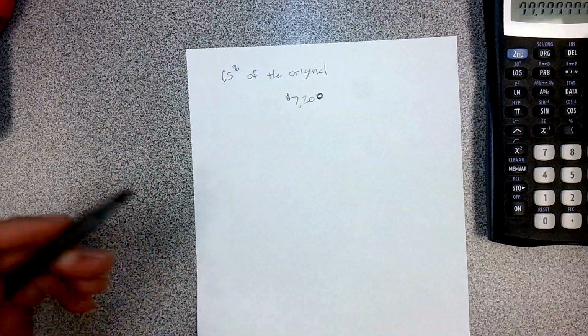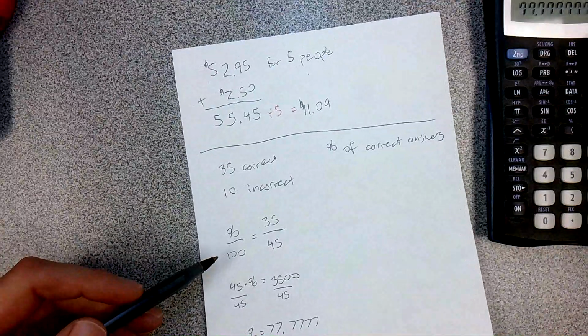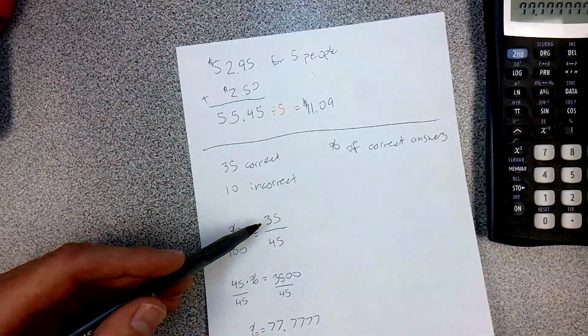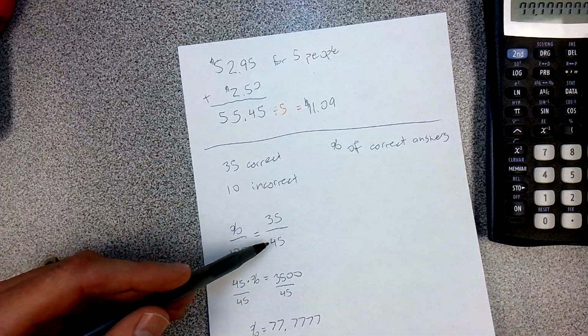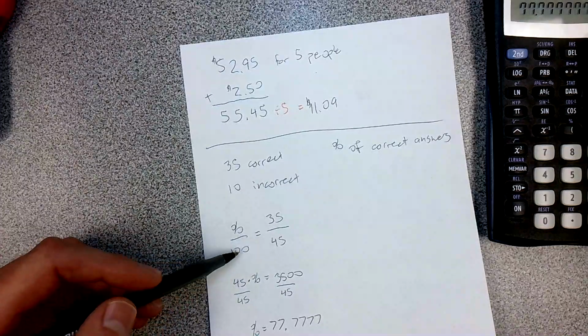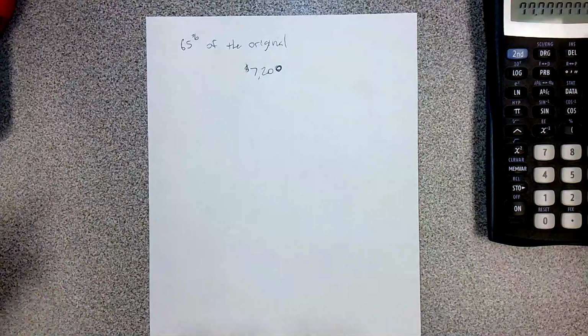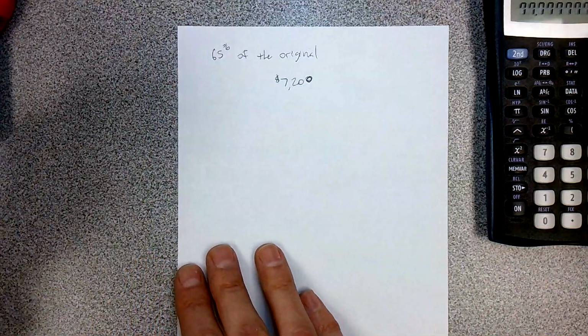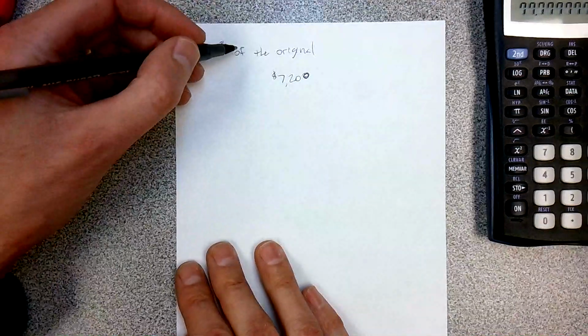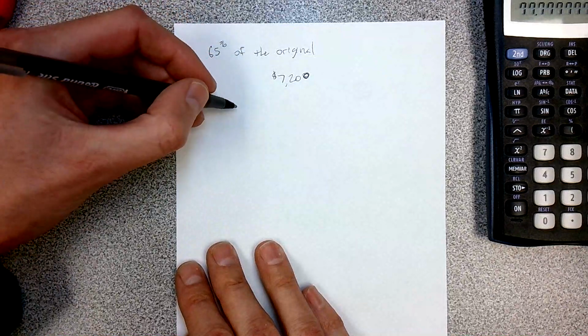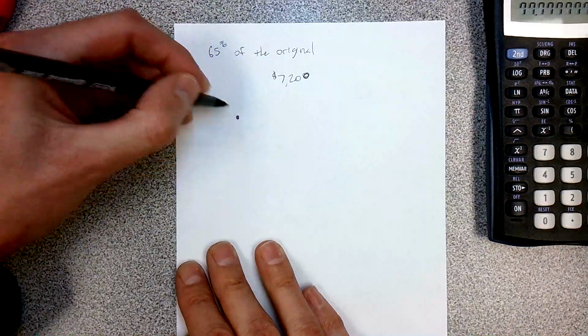One way to set this up would be with a proportion. Percents are always out of 100. The smaller amount over the total, the original 100%. You could also set this up as an equation. If you're going to do that, typically "of" in math means multiply.